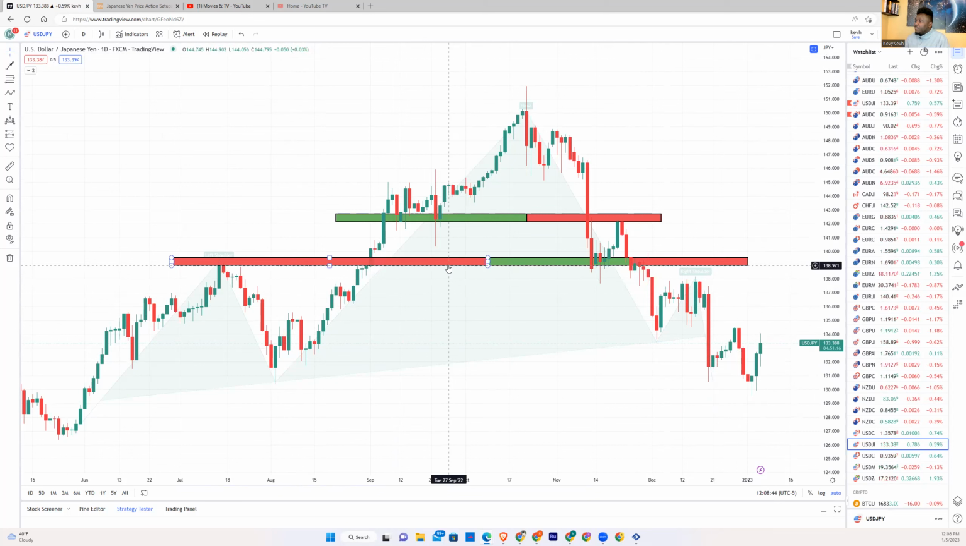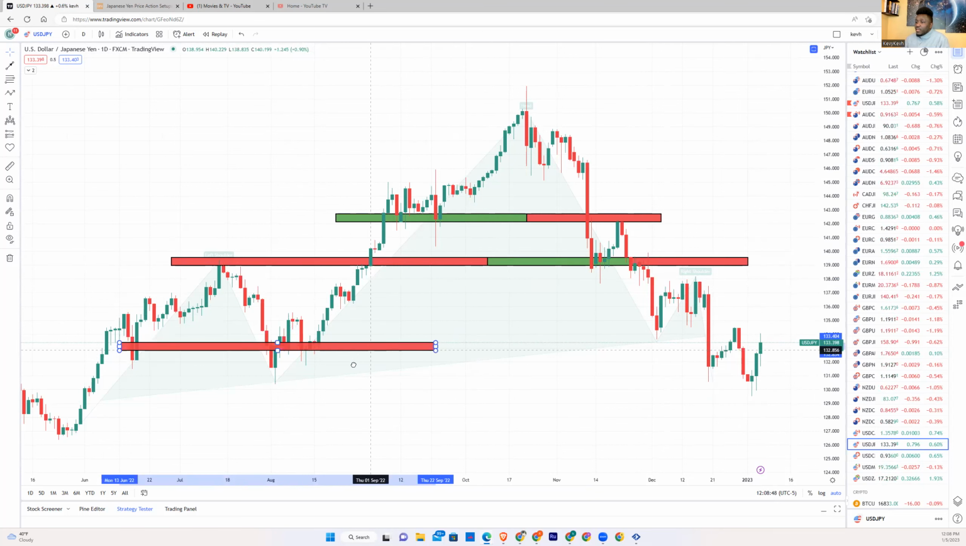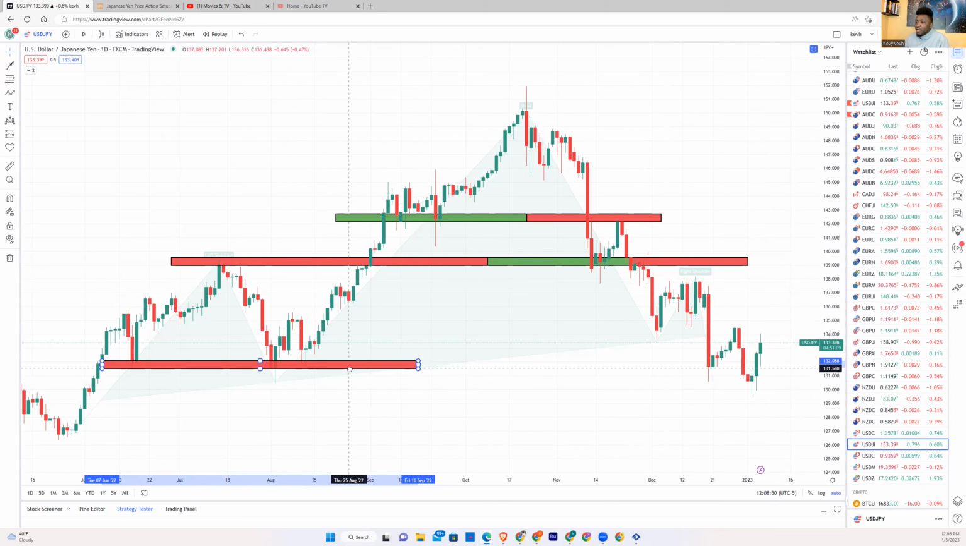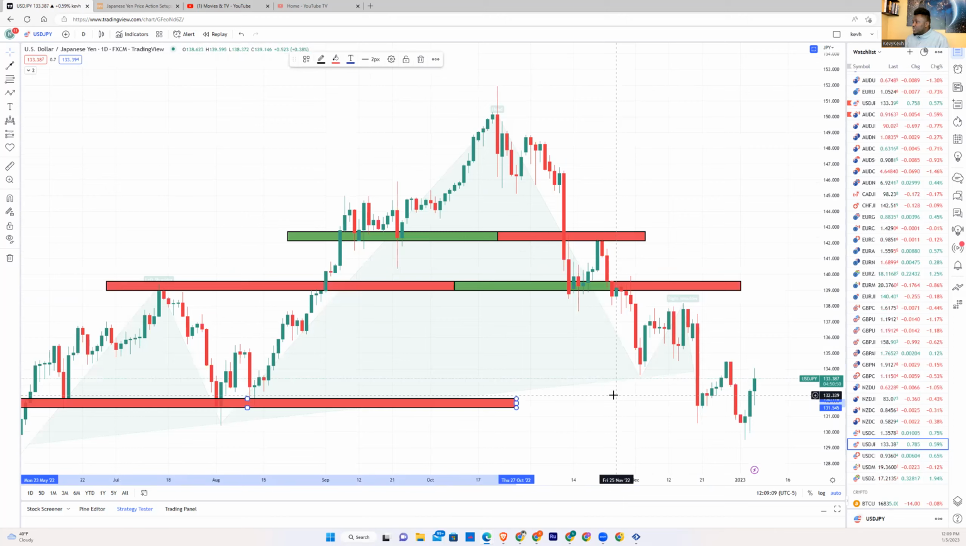So I can just come here and let's see. There's a lot of support here. These are support levels. You can see the support. Market comes here, pushed up. Comes here again, pushed up. Comes back to the same place, it's pushed back up. Now let's extend this other side.